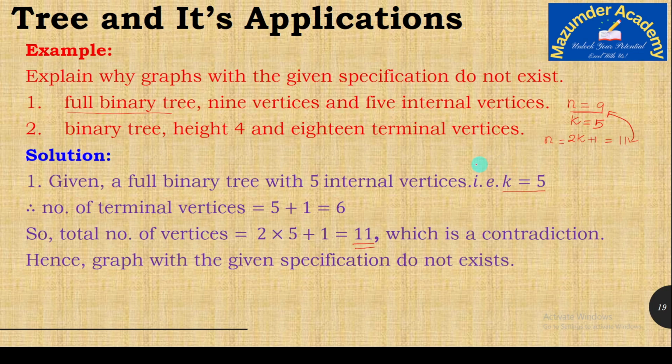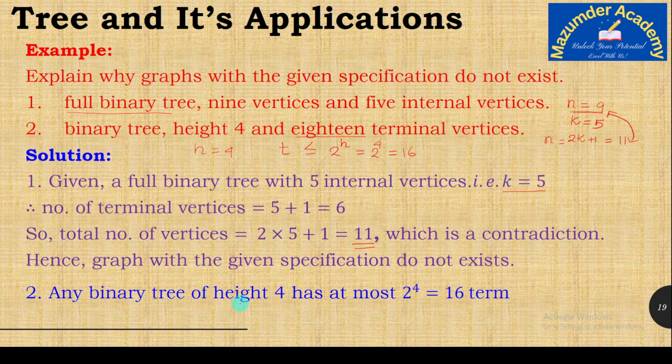Next, in the second question, a binary tree with height 4, that is h equal to 4, and 18 terminal vertices. Just now we have seen that the number of terminal vertices t in a binary tree must be less than or equal to 2 power h, that means 2 power 4, that is 16. So the number of terminal vertices must be less than or equal to 16, but in the question it is given 18, which is not possible. So no such graph exists. The explanation I have written here, you can easily understand it.